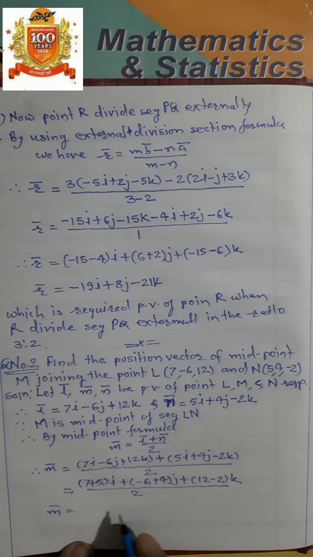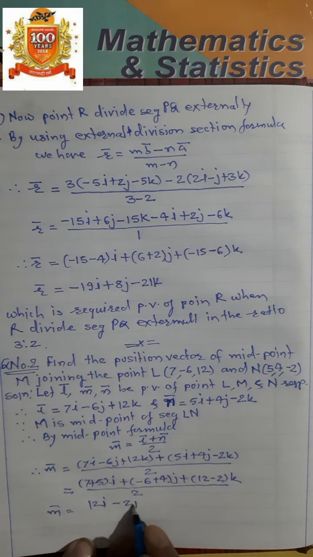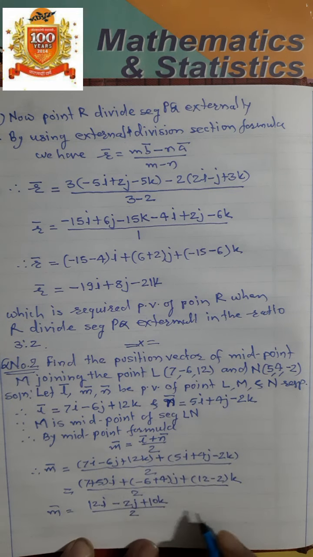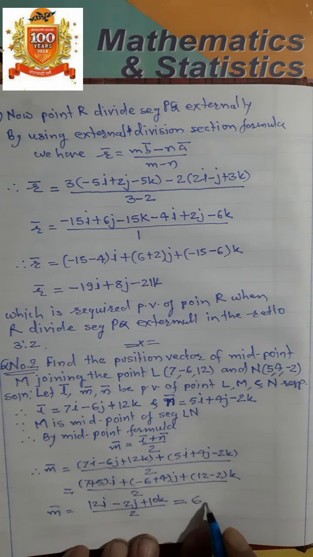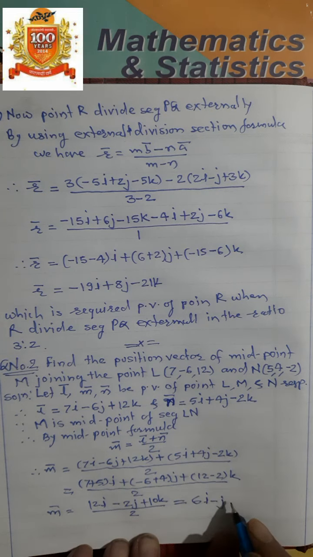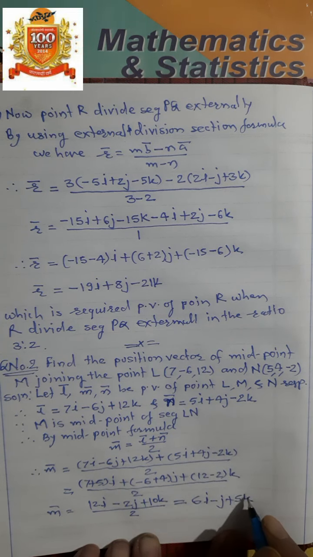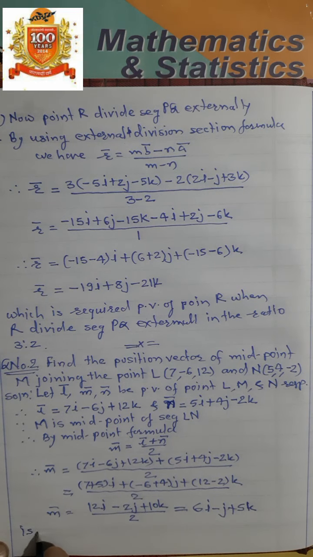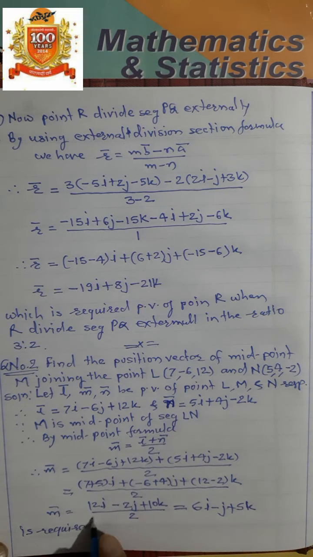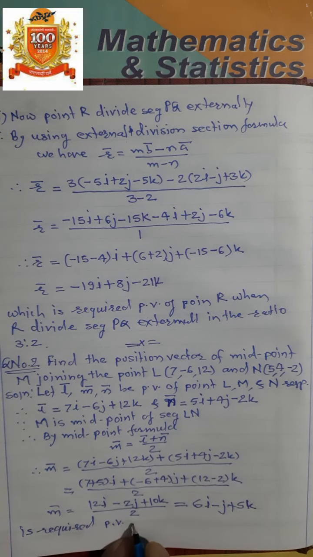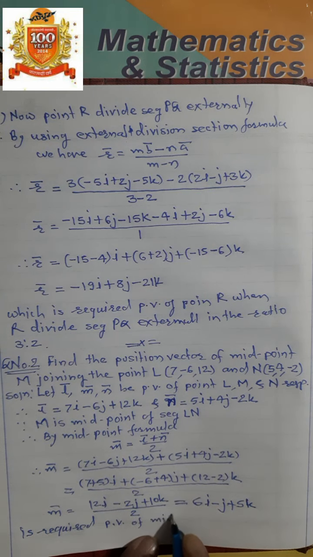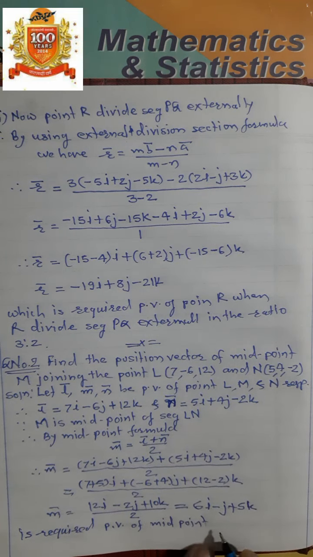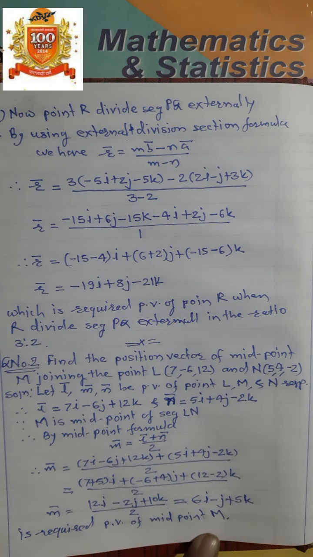Therefore, M bar is equal to 12i minus 2j plus 10k divided by 2, which is equal to 6i minus j plus 5k, which is the required position vector of midpoint M. In this way we can solve question number 2.